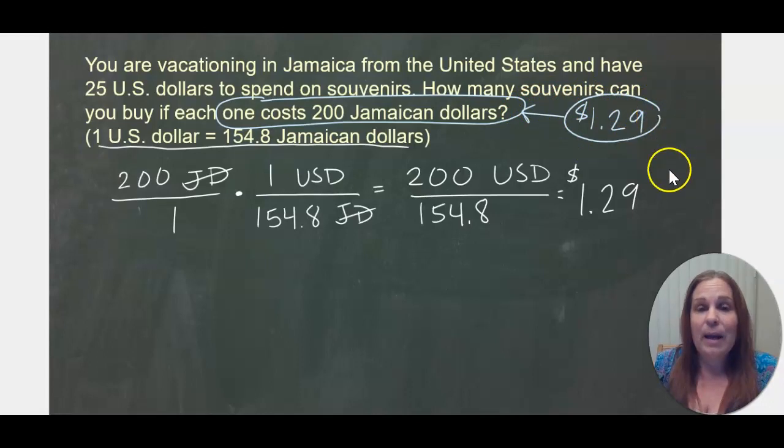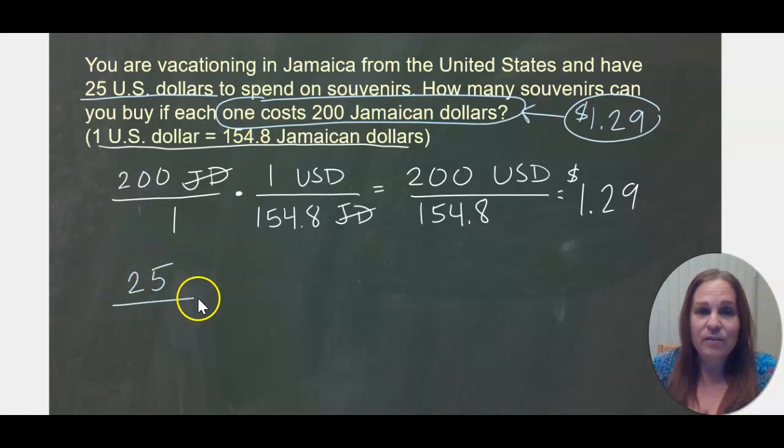So now, how many souvenirs can I buy for $25? Well, that depends. How many times does $1.29 go into 25, right? How many of them fit in 25? That's a division problem, right? So on your calculator, we're going to do 25 divided by 1.29, because now we're just strictly in US dollars, right? We already did the conversion. $25 is what we have. Each one is $1.29. How many can we buy? We're going to have to divide.